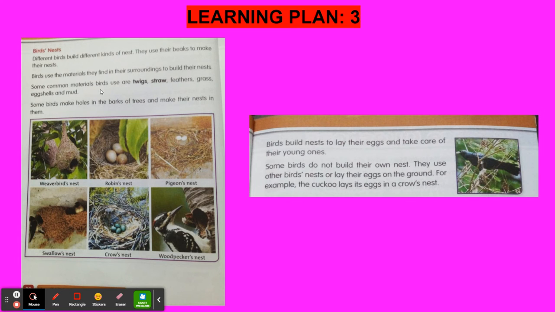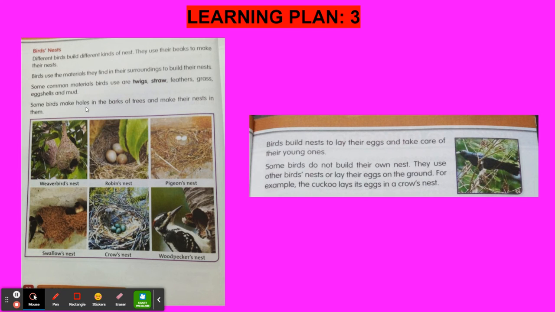Some common materials birds use are twigs. Twigs are small branches of trees or plants. Straw, dried stem of wheat or rice plants. Feathers, grass, eggshells, and mud. So these are the different materials birds use to make their nest.